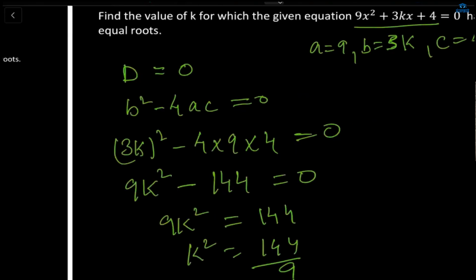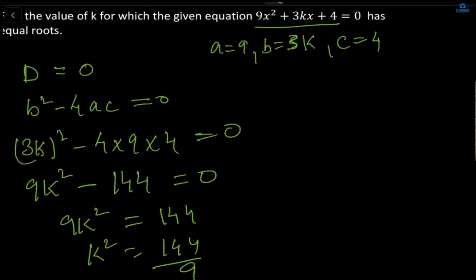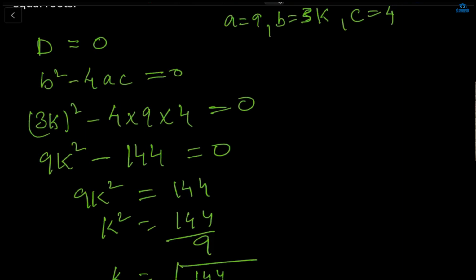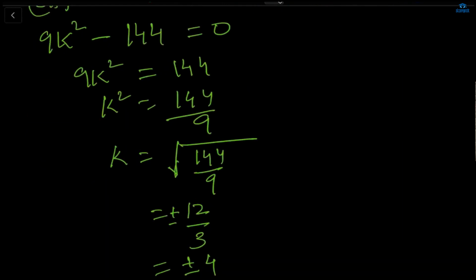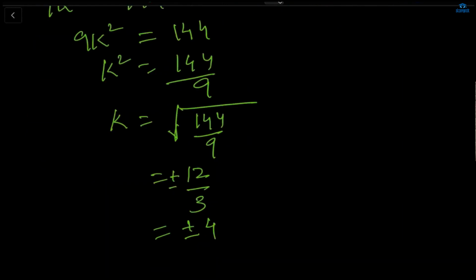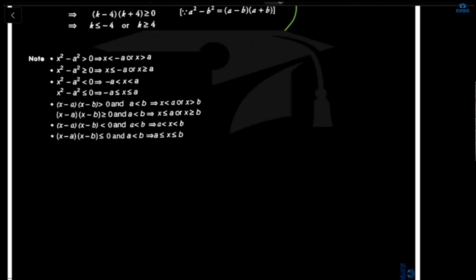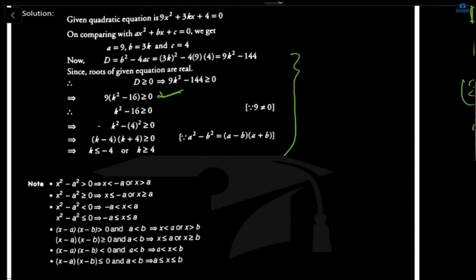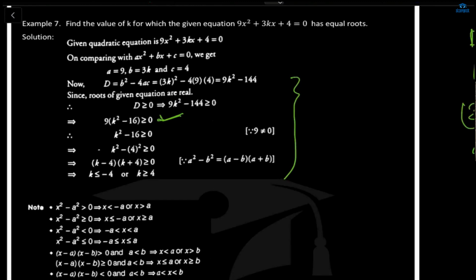Because in the question it was just given that it has equal roots. So equal roots means d value will be equal to 0. So from there you will get the value of plus minus 4, and you have to check which is going to satisfy the equation. Here, greater than or equal to has been written, but here greater than or equal to is not going to come.